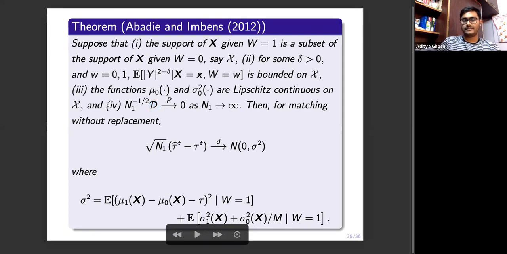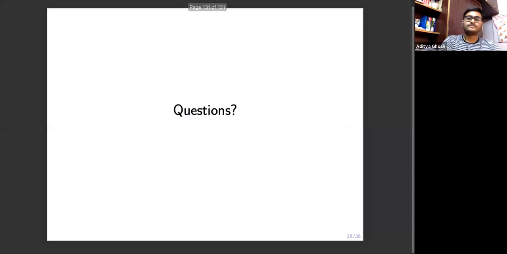This particular assumption, the Lipschitz assumption, can be modified, but this assumption cannot be dropped here, because without it you cannot kill the bias. Okay, so that's all I wanted to talk about, and now you can ask questions.